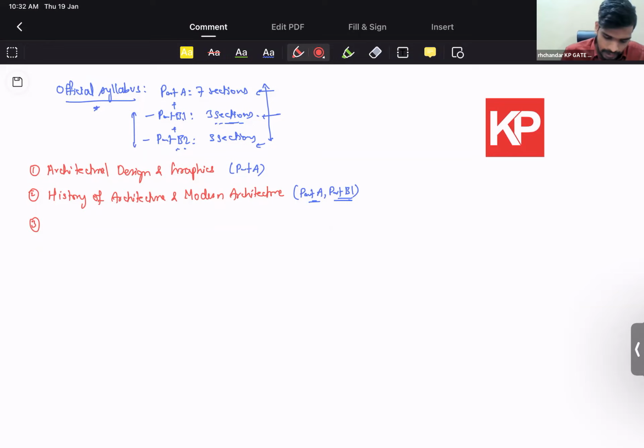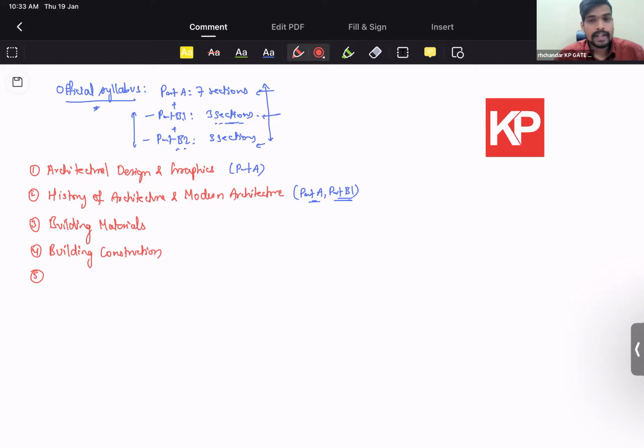Third subject is building materials. It is an architecture subject again, B1. Then you have building construction, where we focus on learning about the construction details of various building components, such as the detail of a staircase. So that is number 4, building construction.